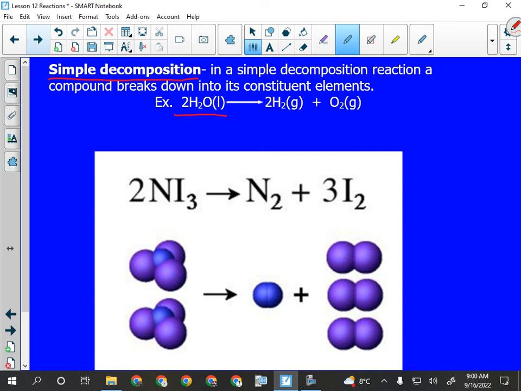In this second example, I've got 2 molecules of nitrogen triiodide. It would look like that. It's going to break down into nitrogen, which when it's by itself comes as a 2, and iodine, which when it's by itself comes as a 2. So it would look like this when it's broken down. That's why it's important for you to know which things come as a 2 and which don't, so that when you're writing reactions, you know whether to put a 2 beside them or not.